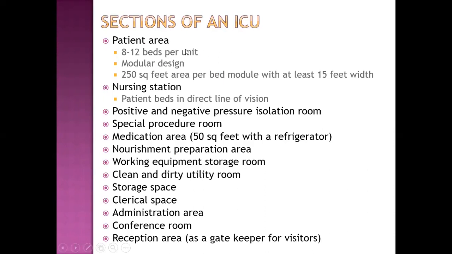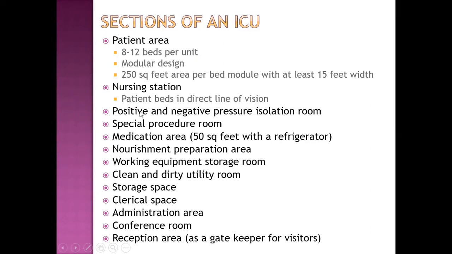Sections of an ICU include patient area, nursing station, and others. Patient area should be in units of 8 to 12 beds. It should be a modular design, and for a bed, there should be an area of 250 square feet with at least 15 feet width. Nursing station should be such that patient beds are in direct line of vision.